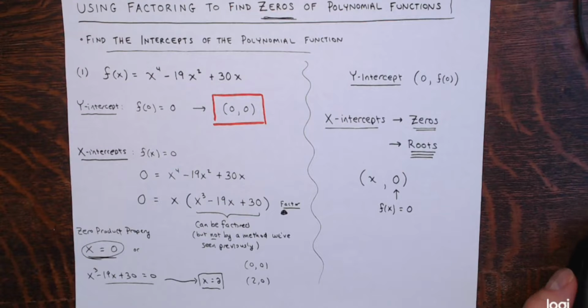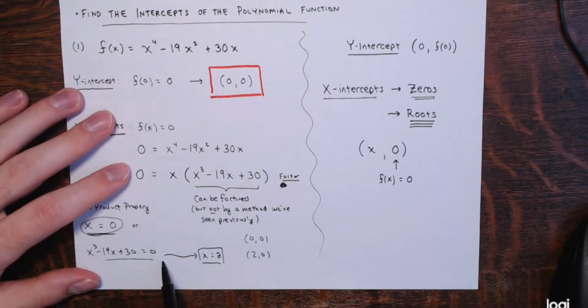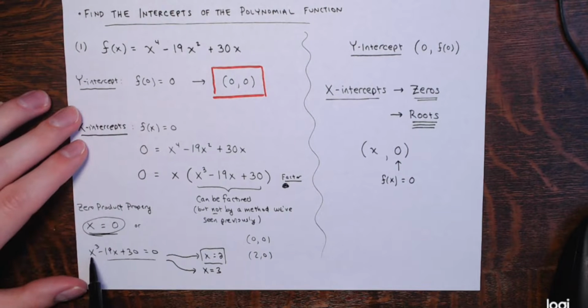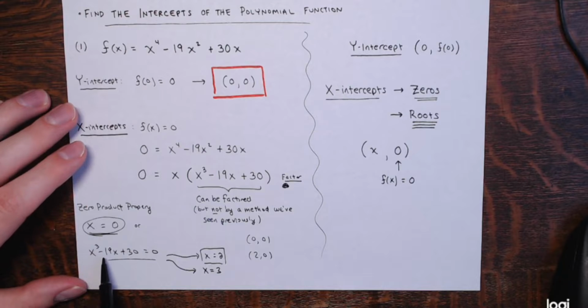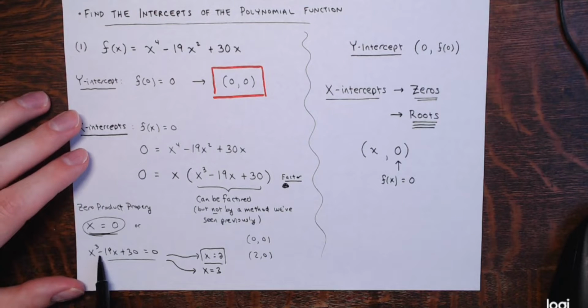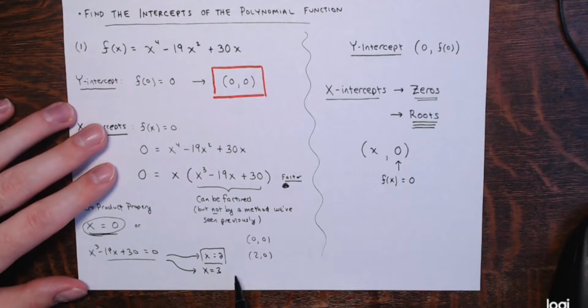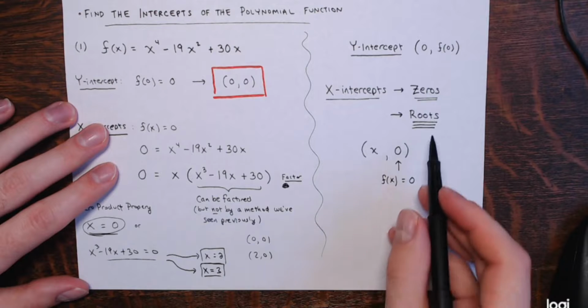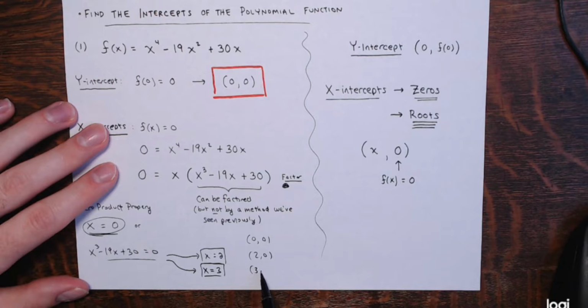Going back to my paper here. Not only does x equal 2 make that true, but so does x equals 3, right? 3 cubed is 27. 3 times 19 is 57. 27 minus 57 is negative 30, plus 30 is 0. So there's another 0 of the function, another root. So (3, 0). And then we saw also from the graph that x equals negative 5 is another 0, another x-intercept, and we can double check it.